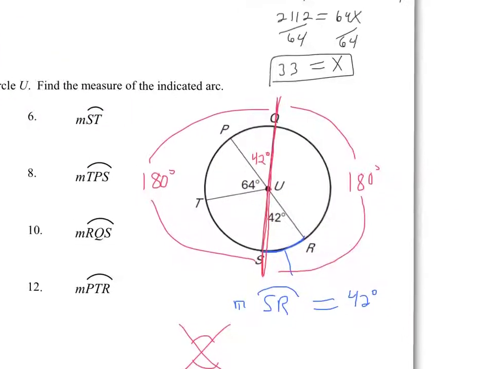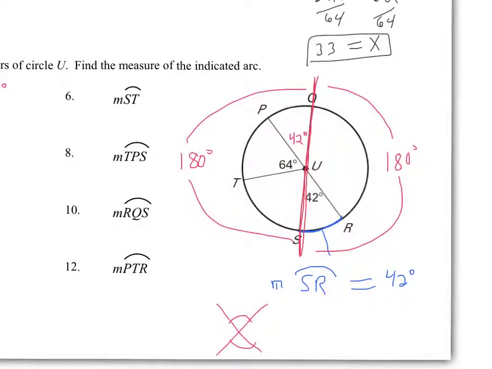All right, number 6, ST. So we want this measurement right here. And we don't know what that is. We don't know what the central angle is either. But remember what we talked about. If this whole thing is 180, I can figure this out by subtraction. I can do 180 minus 64 minus 42. And when you type that into your calculator, you get 74. That means that both this angle right here is 74, and this arc measure is also 74. So the measure of ST is 74 degrees.